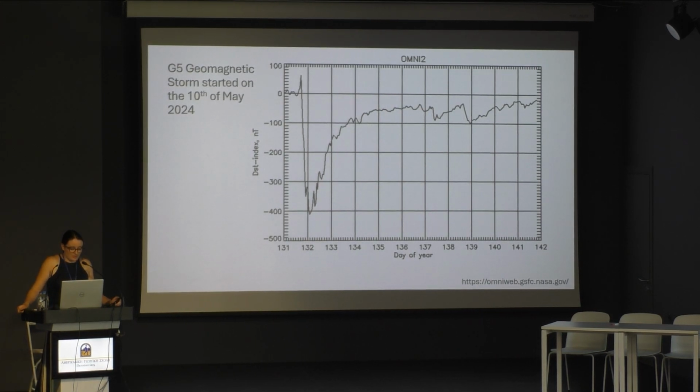there was a little increase here in the values of the DST index, which happened when the reconnection in the day side of the magnetosphere happened. And this is called the initial phase, or storm sudden commencement.